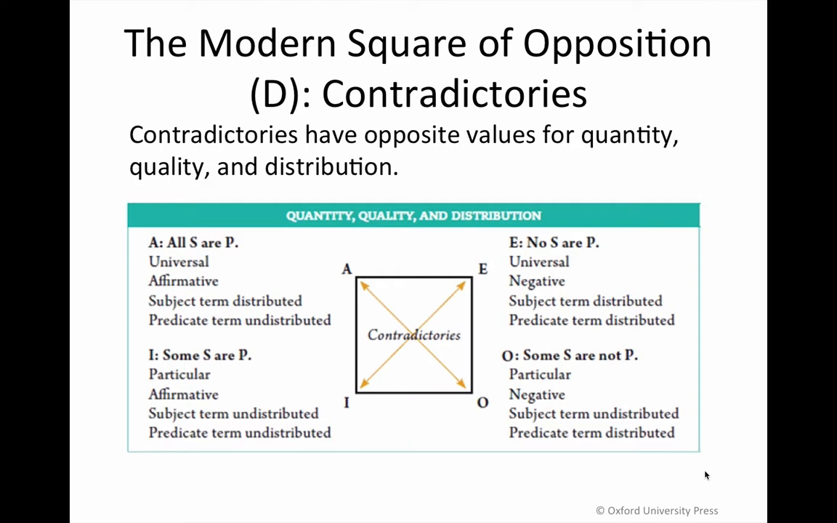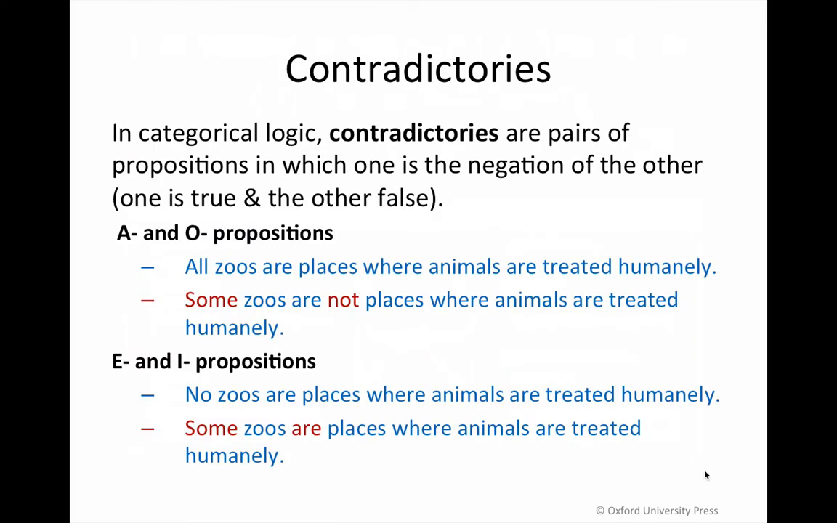Any number of examples should suffice to help you see how, regardless of what the example is, right? So you can extrapolate from the examples. Regardless of what the example is, it's going to be the case that A's and O's and E's and I's are contradictories. Let's go ahead and look at some examples.